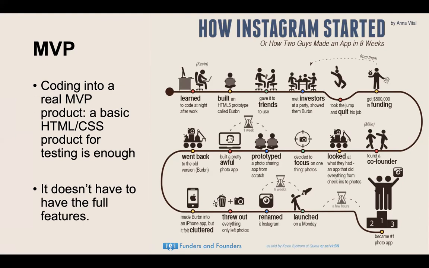Then he met with investors at a party. There are these gatherings across the globe. I think there are investor gatherings in Nairobi, for example, and I think in Hargeisa. There was this organization that was helping people develop their products and connect with money to invest. So he quit his job and received 500,000 in funding, and then went back to the old version. Then he developed his application further.